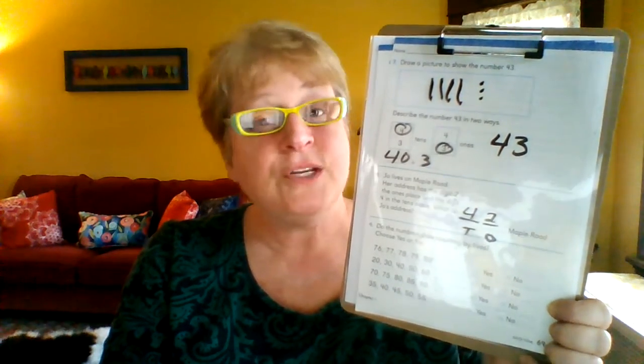Now, do the numbers show counting by fives? Choose yes or no. So remember, when we count by fives, all your numbers end in what 2 numbers? 5, 10, 15, 20. 5, 0, 5, 0. So we need to look at the ones column and see if it ends in 5, 0, 5, 0. So let's look at this first one. 6, 7, 8, 9, 0. Does that say 5, 0, 5, 0? No. So we say no.